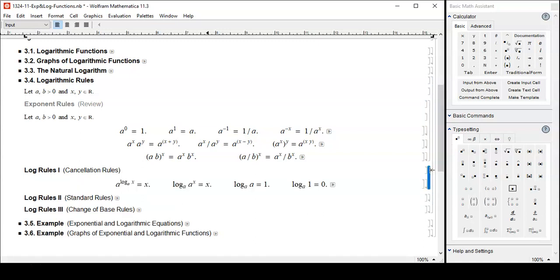First, we already know the cancellation rules. Those come from inverse functions. So exponential and log cancel each other out. Log and exponential cancel each other out. And here, this is basically a to the 1 power, so after cancellation, we get 1. And this one here, we have a to the 0 power, so after cancellation, we get 0.